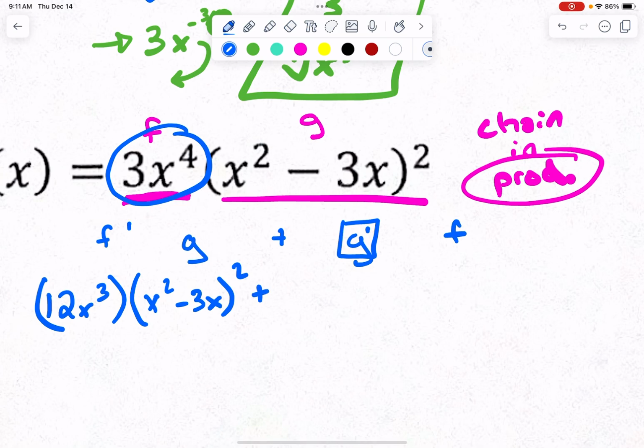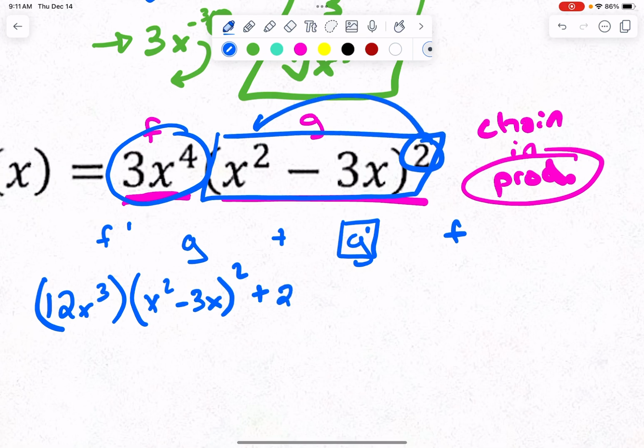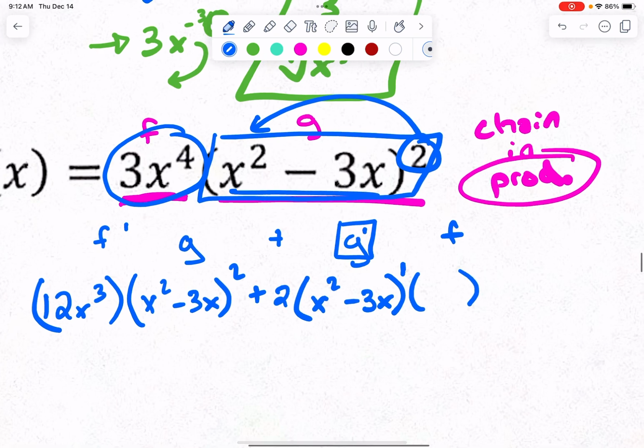Okay, now here comes my g prime. So this is my chain rule. So when I take the derivative of this guy, the 2 comes down in front. I leave the inside, now it is to the 1st power. But then I have to multiply times the derivative of the inside, right? Which is 2x minus 3. That's the derivative of the inside.